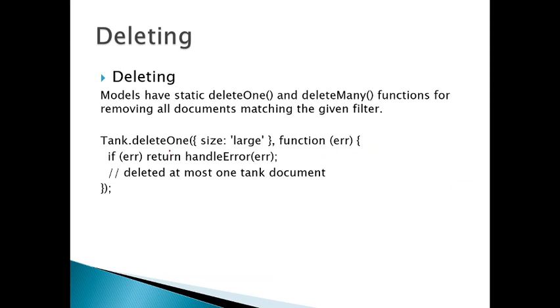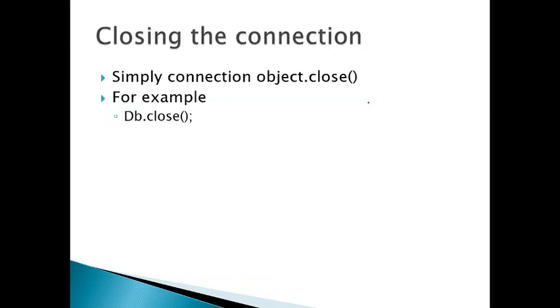If you want to delete, there is a function deleteOne. You will provide the value. It will search on this value and will delete that document. And if you want to delete many documents, you can call deleteMany. Closing the connection is purely simple. It is db.close. It will close the connection to the object or database. If you want to close with the object, you will call object.close. And if you want to close the db, you can call db.close.